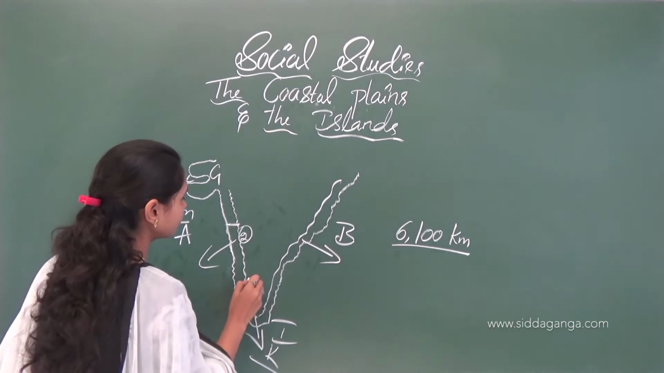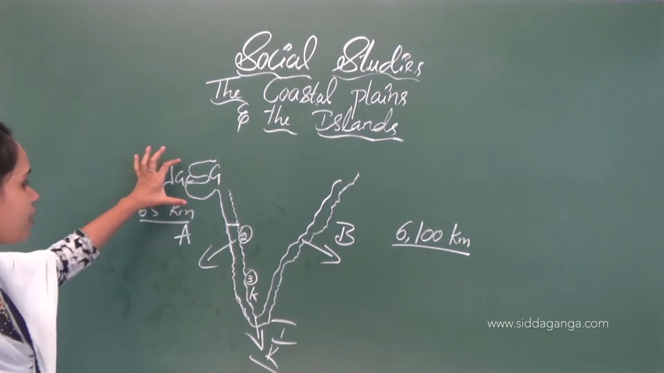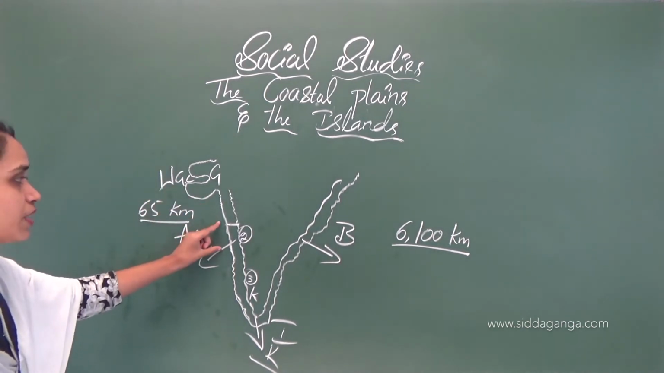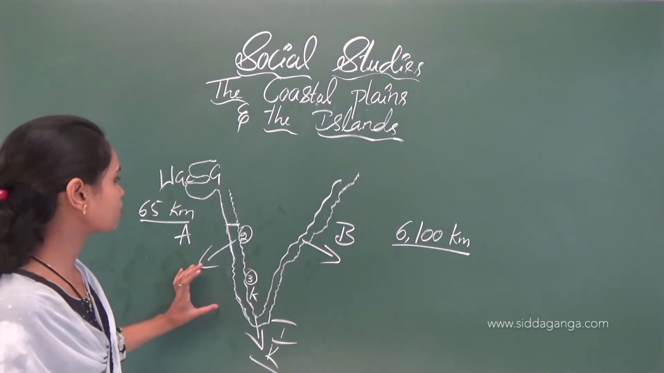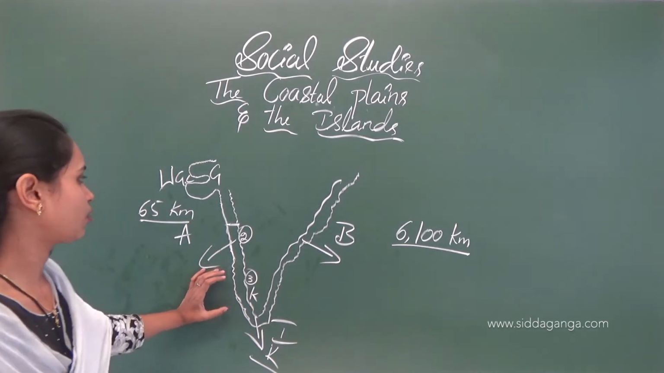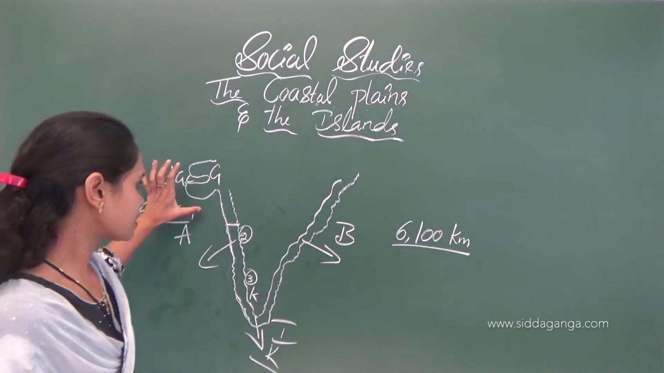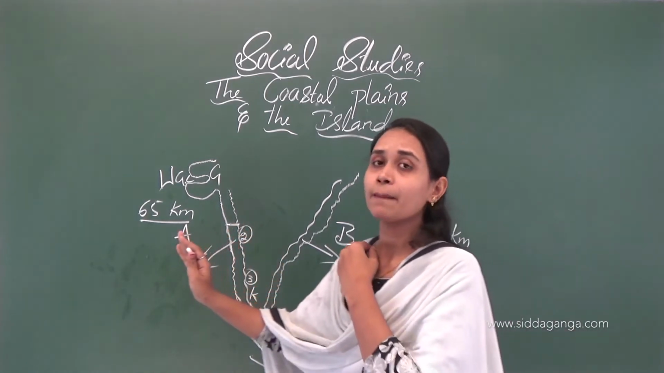Konkan coast, and then the third one is Malabar coast. First one is Gujarat coast, second one is Konkan coast, and third one is Malabar coast. This western coastal plain is divided into how many parts? Yes, 3 parts. So first we are going to study the western coastal plains.